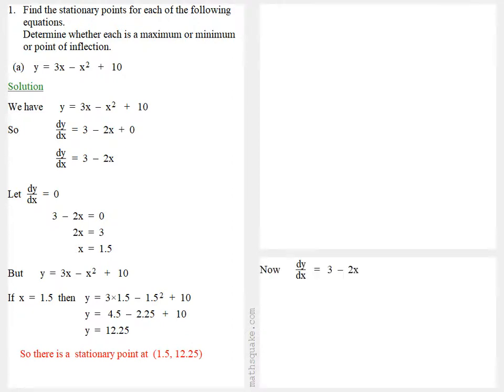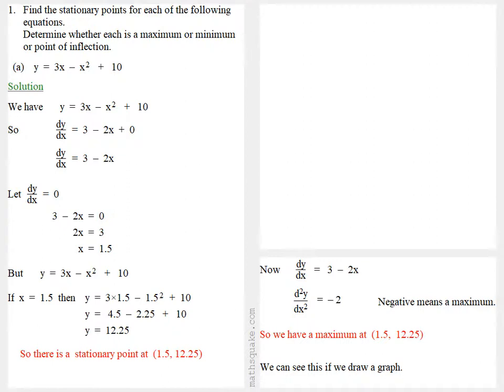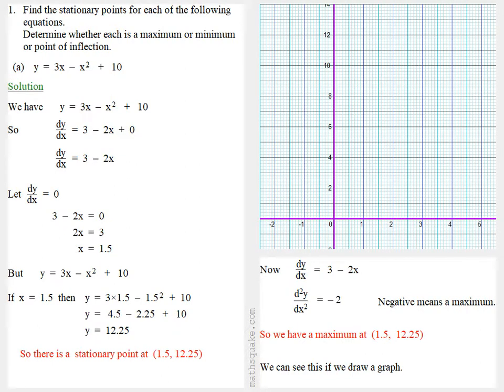Now we have dy by dx is equal to 3 minus 2x. So if we differentiate again, the second differential, d2y by dx squared, is equal to minus 2. The 3 differentiates to 0. Now if the second differential is negative, it means we have a maximum. So the stationary point at (1.5, 12.25) is a maximum. Now we can see this if we draw a graph. Let's have some graph paper, draw the graph of it, and we can see the highest point is (1.5, 12.25).